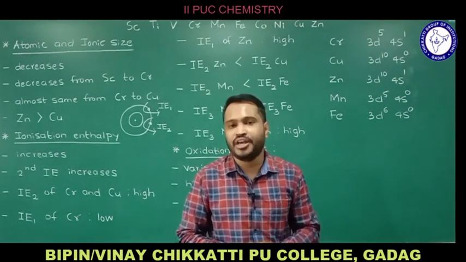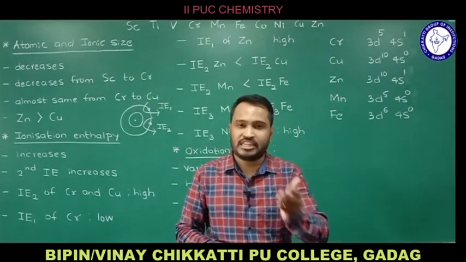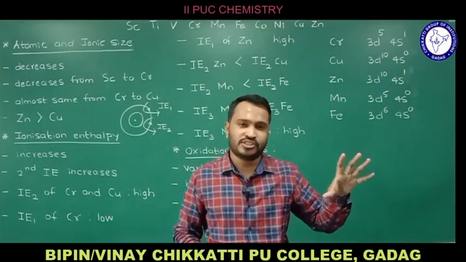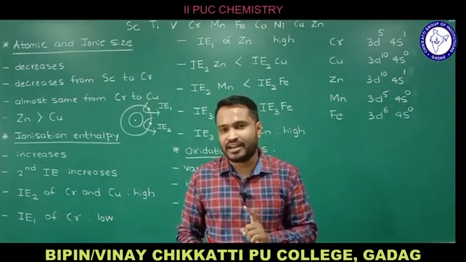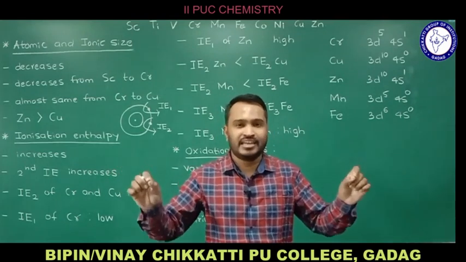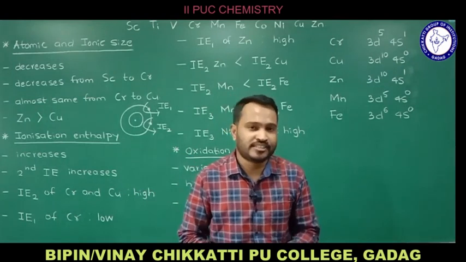One example I will give you. If you consider manganese, we have +2, +3, +4, +5, +6, +7. Totally 6 different oxidation states we have. Not only for manganese but also for all the 3d elements. Not only 3d but all transition elements have variable oxidation state.